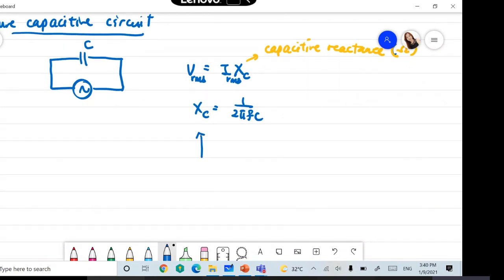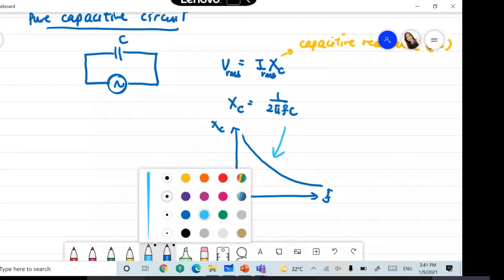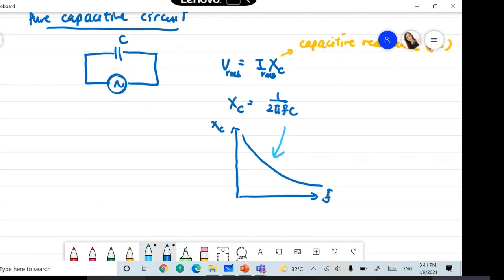Therefore, if you plot the graph XC versus frequency, you will get this type of graph, right? Because XC is inversely proportional to the frequency. The higher the frequency, the lower the capacitive reactance. What happened to the phase difference between the voltage and the current?